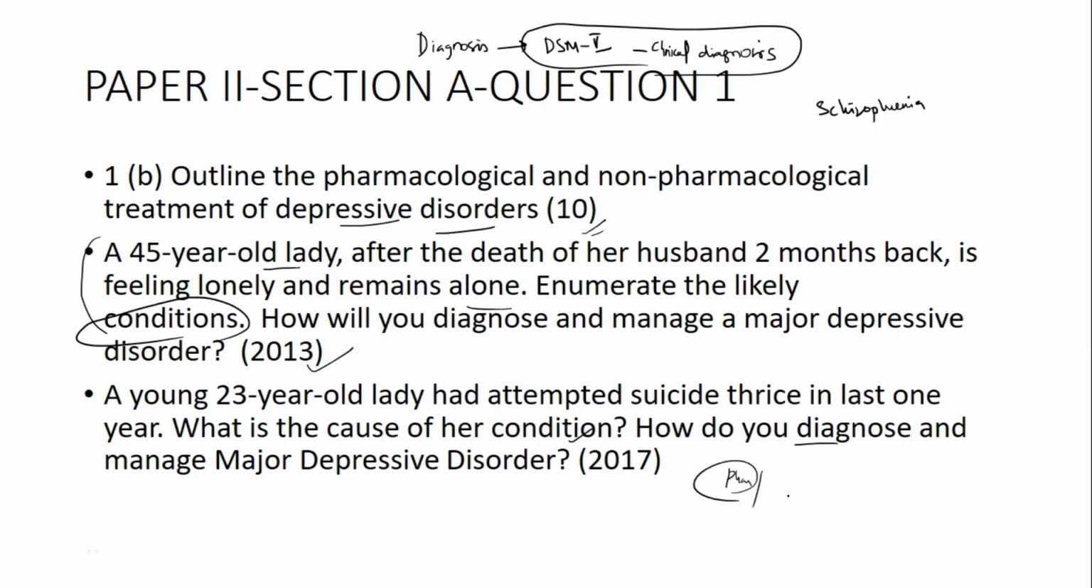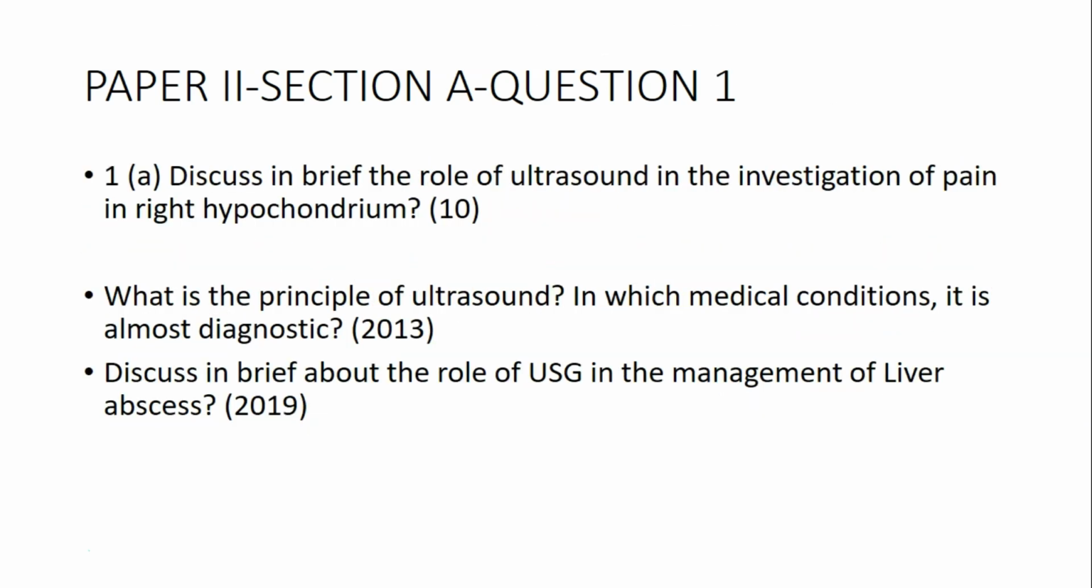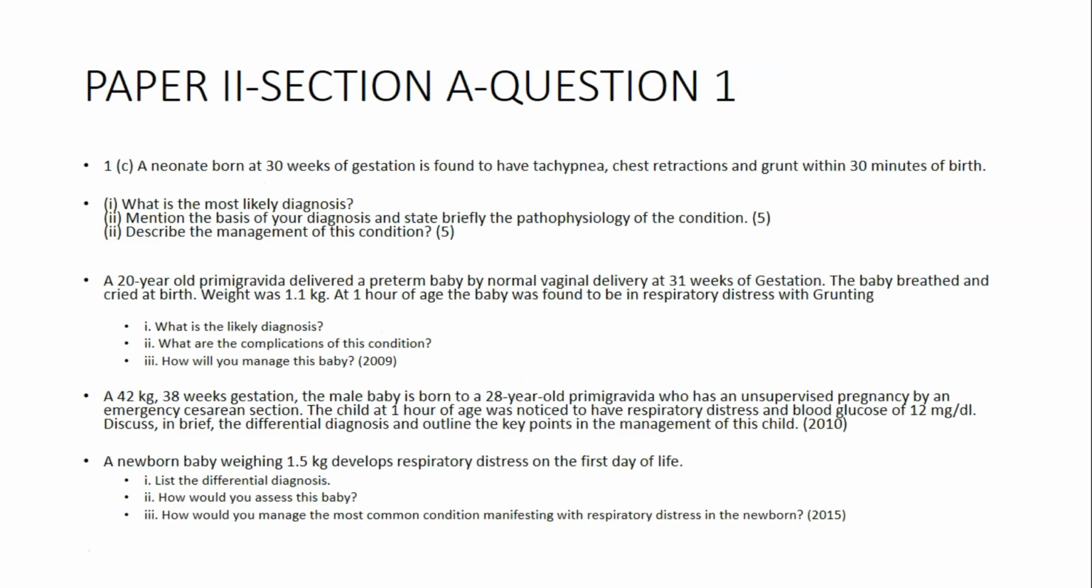You have to also mention non-pharmacological management for these questions. So question 1A, though an outlier, but question 1B is an easy one. And question 1C: tachypnea, chest retractions, grunting within 30 minutes of birth, preterm birth, preterm hyaline membrane disease. Term, we might think of transient tachypnea of newborn, right? Maybe, but again, for preterm, hyaline membrane disease.